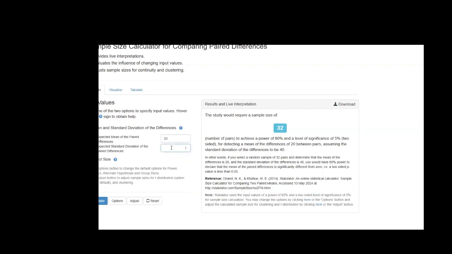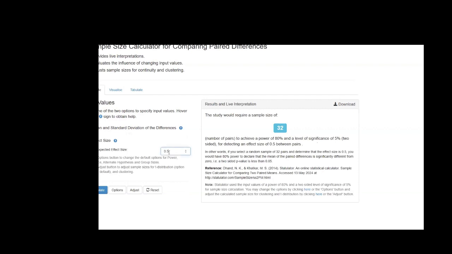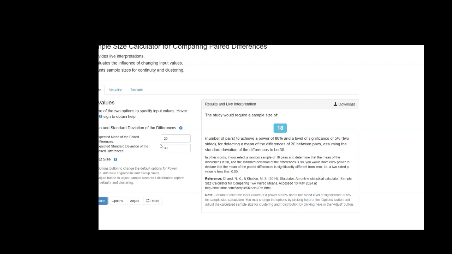If you take 30, so your effect size is what? 20 divided by 30, that effect size is 0.67. So in that case, your sample size is what? 18. If I put that effect size as 0.67, so my sample size is equal to 18. So in the same way, you can change according to the effect size, but my personal opinion is that you use this formula.